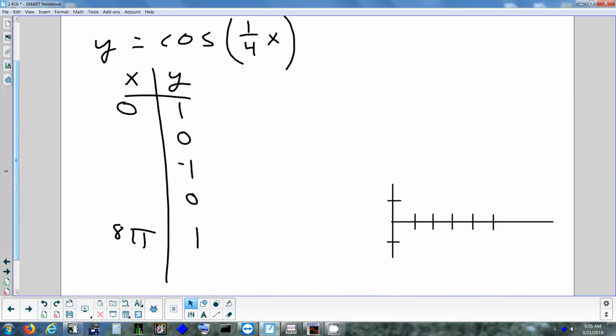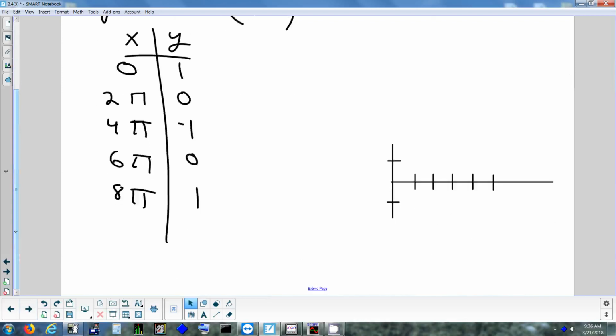So I've got the beginning, I've got the end. What's the middle coordinate? Yep, 4 pi. The second coordinate? 2 pi. And the fourth coordinate? 6 pi. So sometimes the averages work out nice. This is an example where the method I showed you is faster. Okay, and that's it. So now we just make our sketch.